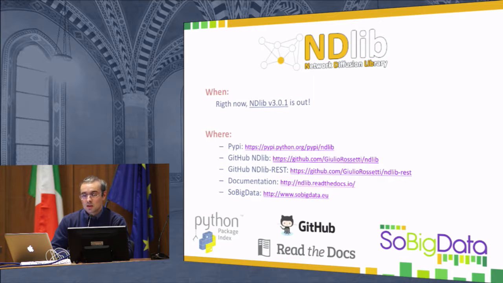NDLib is a completely open source project, free software, a Python library, as I said before, that is hosted on common platforms, so on GitHub and on PyPI, the repository of Python packages, is documented online, and is already partially integrated on the SoBigData platform. So if you want to use it, to test it, to extend it, just follow this link and contact us for any questions.